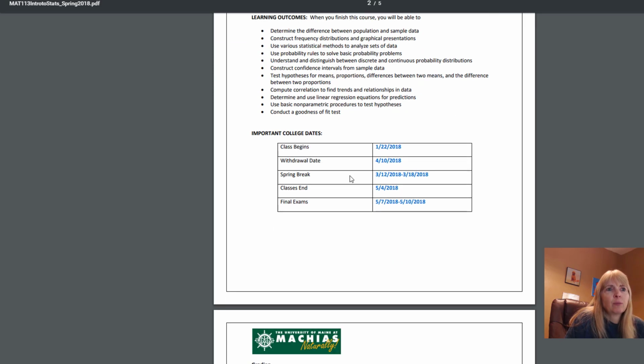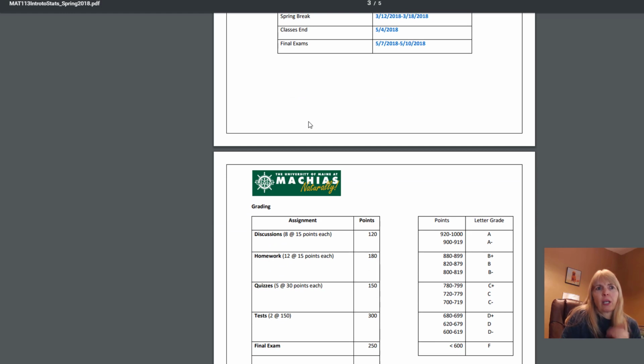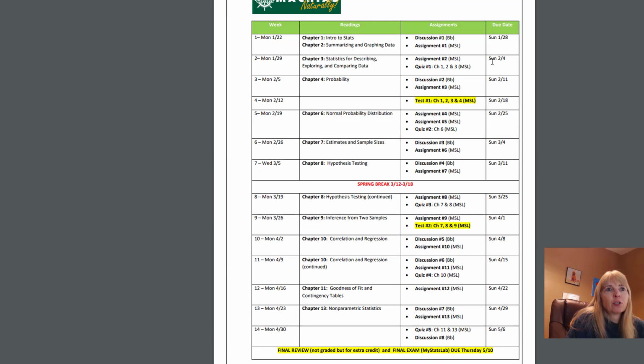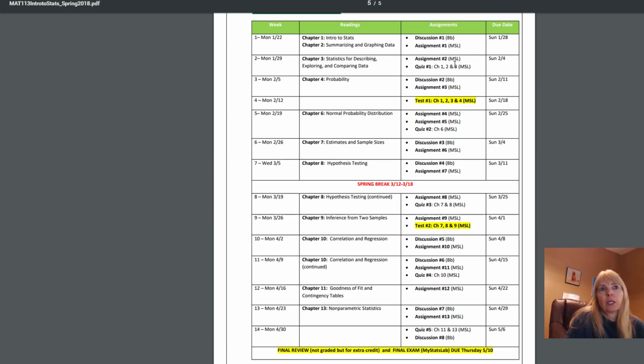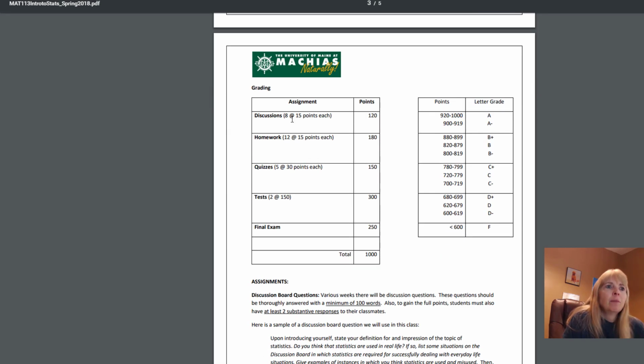Here are all the learning outcomes we'll go through, and important dates. You guys have spring break and you should take spring break, but if you want to continue working through spring break, that's fine. I don't close. The only thing that actually closes, as I mentioned, are the discussions, but everything else has due dates. But let's say the first week you want to go ahead and start working on assignment 2, you can do that. So that's not a problem.